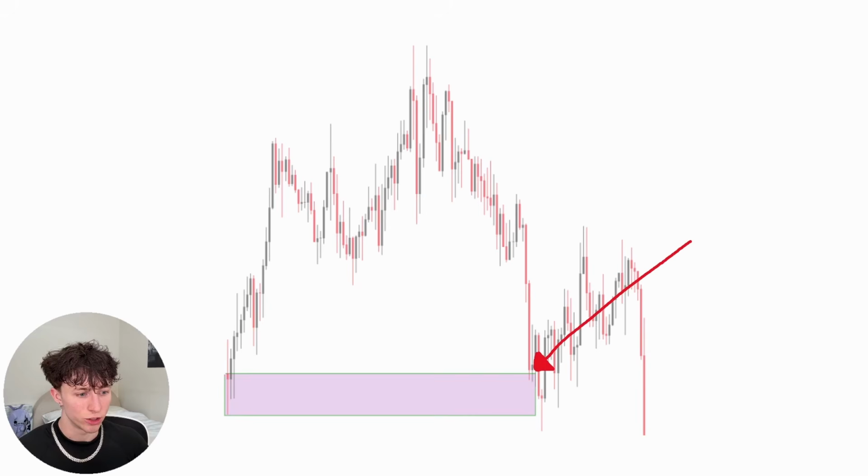So if price reaches your zone and reacts like this, what is that telling us? Well, it tells us that there's very little interest here. No aggressive buying, no aggressive selling either, just no evidence that any larger players are stepping in. And if institutions aren't interested, then I'm definitely not interested.